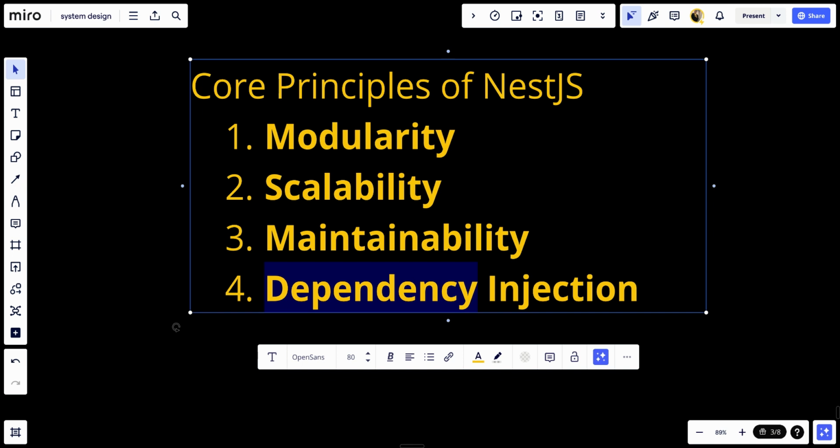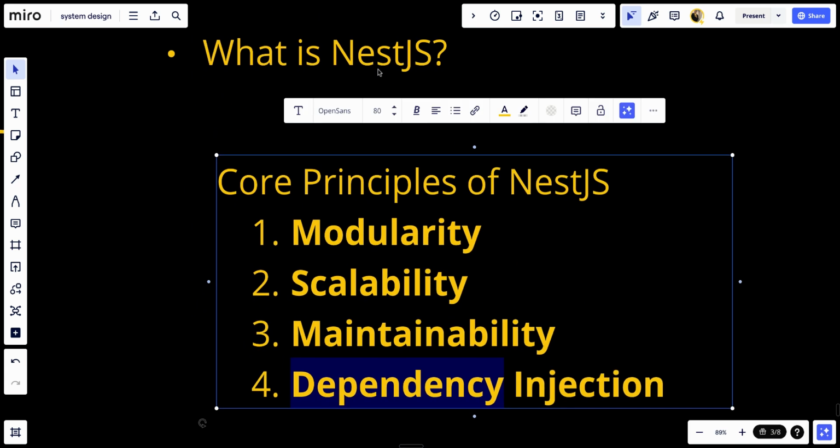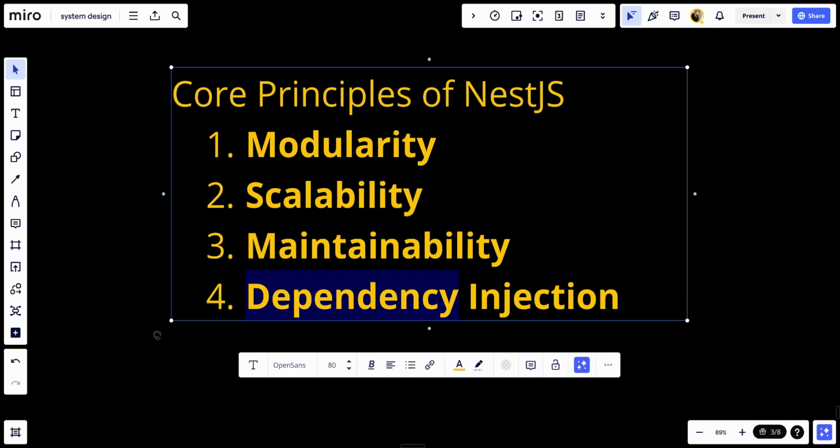After that, this is what is NestJS and what are the core principles. And it's important to know that NestJS is built on Express, so it's pretty fast. In the next videos, we're going to set up our first NestJS application, and after that we can talk about the project structure, and after that we talk about modularity, scalability, maintainability, and dependency injection.